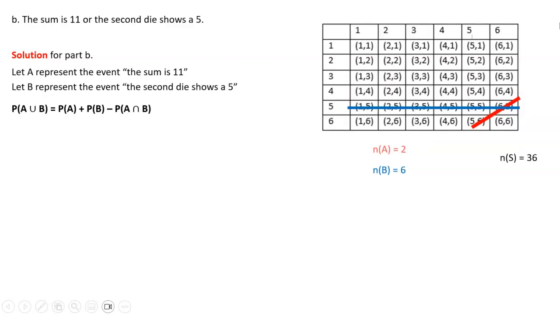Now, where do they intersect? It will be right here where the red and the blue intersect. It will be 1. We plug into the formula. P of A is 2 over 36. P of B is 6 over 36. And A intersect B will be 1. So the answer will be 7 over 36 is your solution.